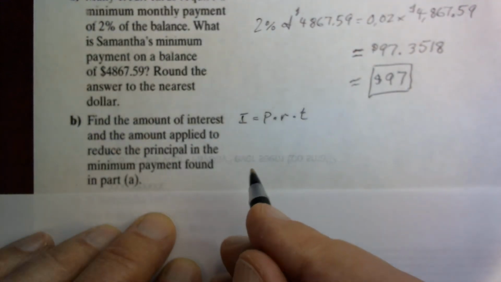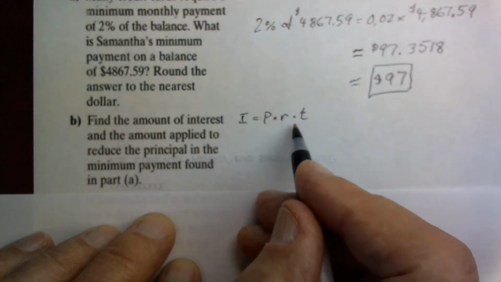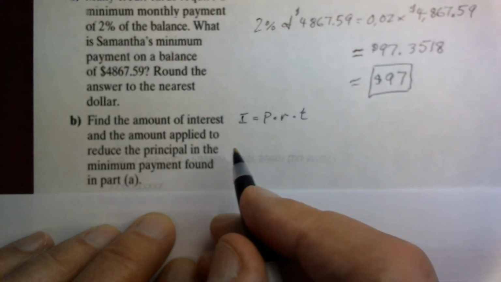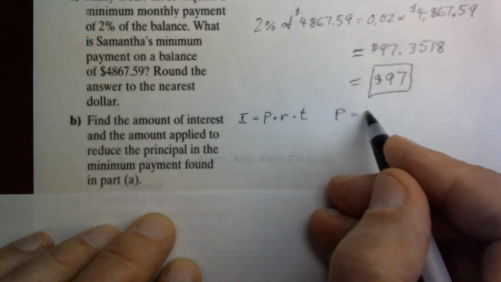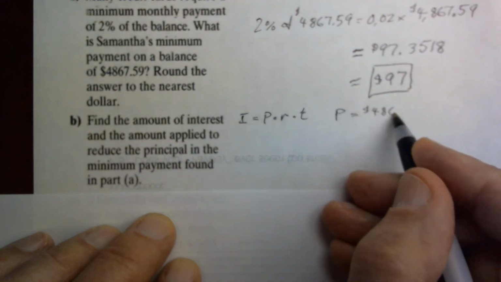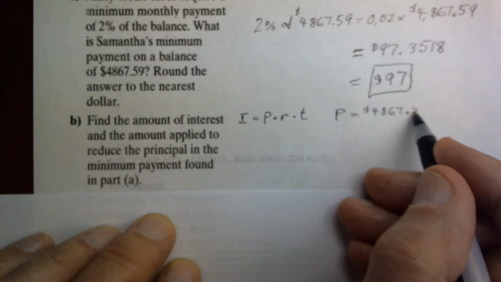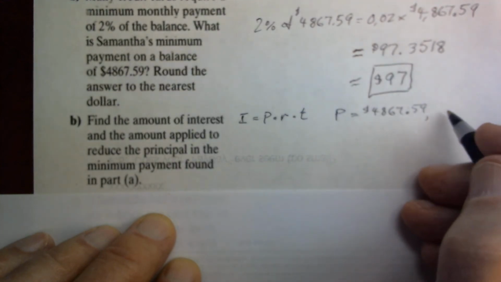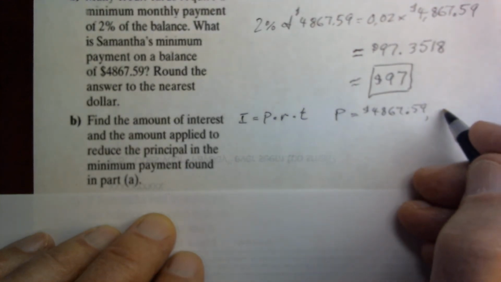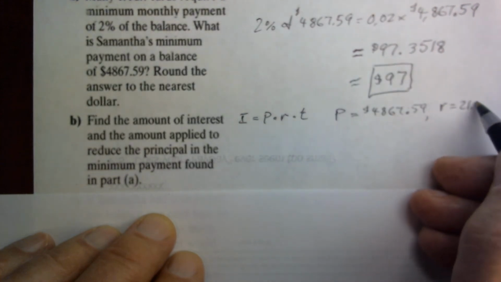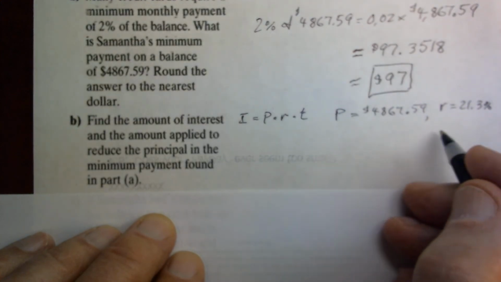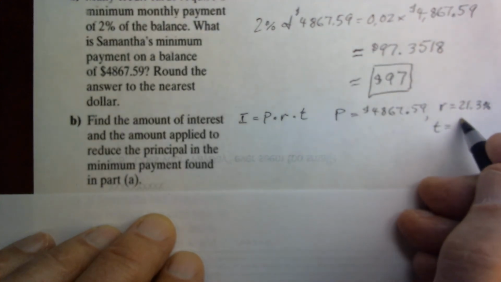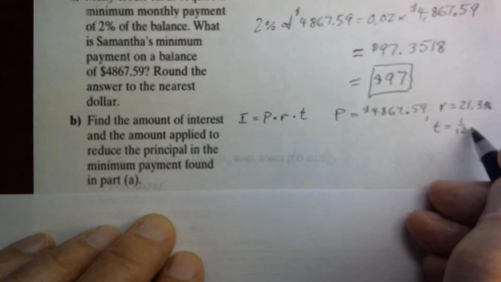So remember, the amount of interest is the principal times the rate times t, the time, and the principal is $4,867.59. The annual interest rate is 21.3%, and the time is t equals 1 month or 1/12 of a year.